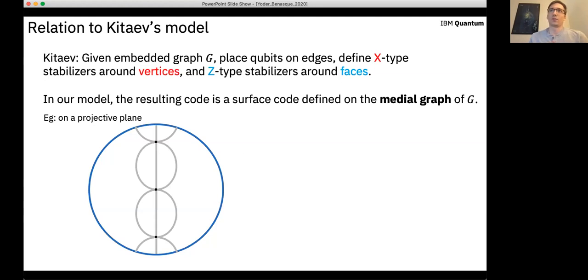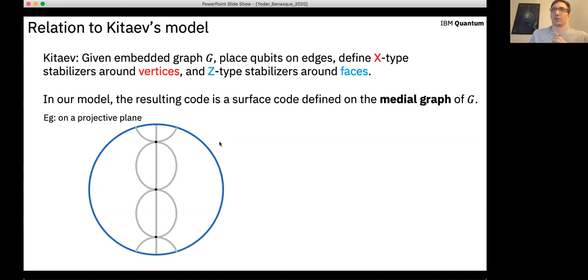Okay, so at this point you might be wondering, or maybe even before this point, what is the relation to Kitaev's model of surface codes, which I'll just refer to as the homological model. In this model, you place qubits on the edges of your embedded graph, and you define X-type stabilizers around the vertices and Z-type stabilizers around faces.